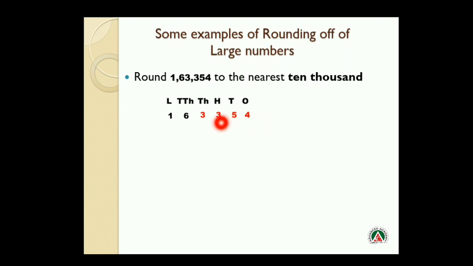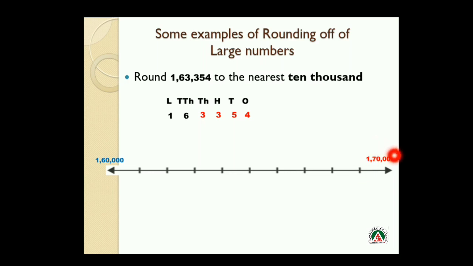Okay, so if we are talking about the lower limit, first we'll draw a number line. What will be the lower limit? We will place 1,63,000 here, and for the lower limit we just make all these zeros. So we make 1,60,000 the lower limit and 1,70,000 the upper limit. The difference should be 10,000, no? 60,000 and the next 10,000 is 70,000.